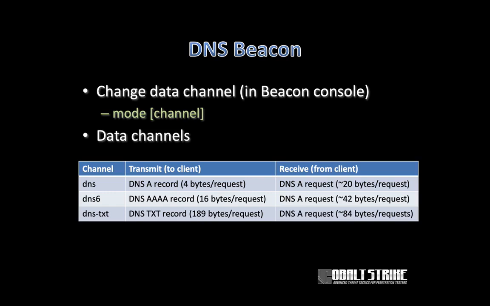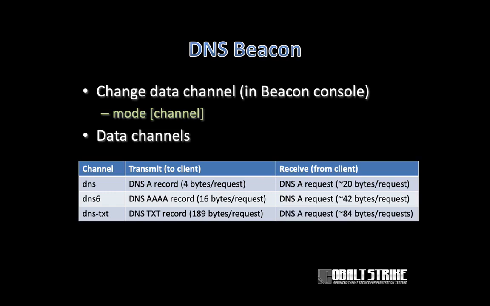The DNS beacon is no longer a mix of an HTTP and DNS beacon. The DNS beacon does not have an HTTP channel anymore. Its default mode is DNS TXT to download taskings over DNS text records. But if you want to change the data channel, you still can do that. There's mode dns to have the DNS beacon download tasks one A record request at a time. You can use dns6 to have the DNS beacon download tasks using a quad A record. And again, the dns-txt channel is a way of using DNS text records to download taskings.